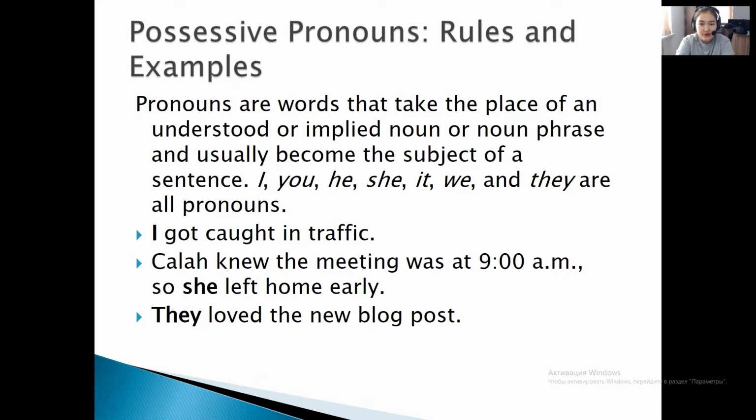Pronouns are words that take the place of an understood or implied noun or noun phrase and usually become the subject of a tense. I, you, he, she, it, we, and they are all pronouns. For example, I got caught in traffic. Calah knew the meeting was at 9 a.m., so she left home early. They loved the new blog post.